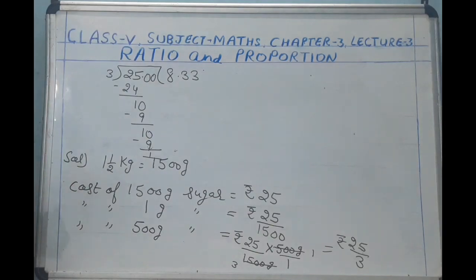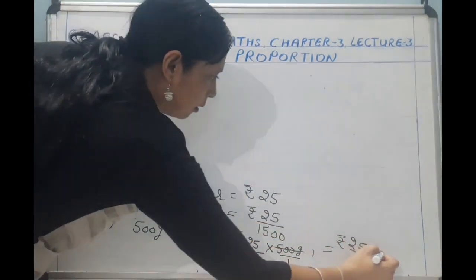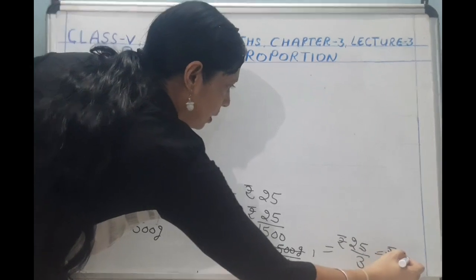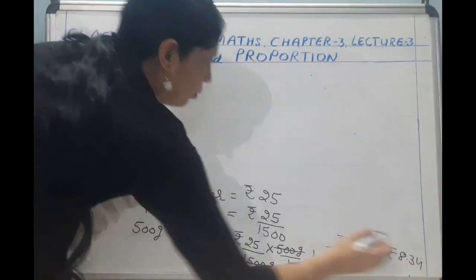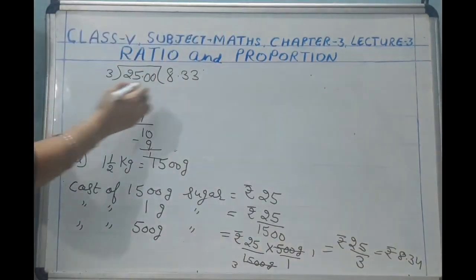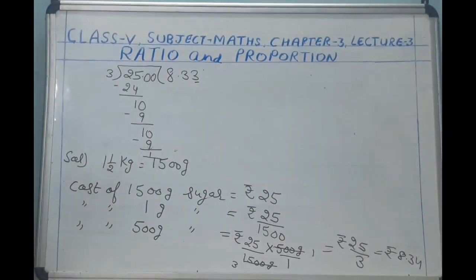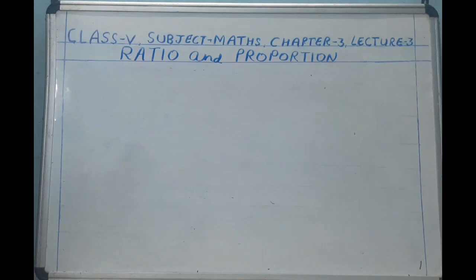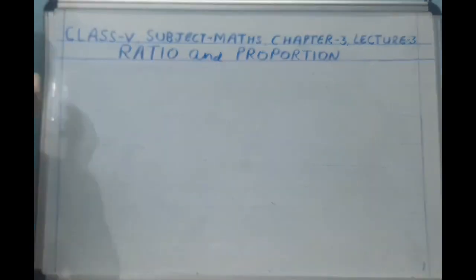So what we will write? Rupees 8 decimal 3 4. This 3 will become 4. Complete कर देते हैं last digit को. Now next question is question number 9.